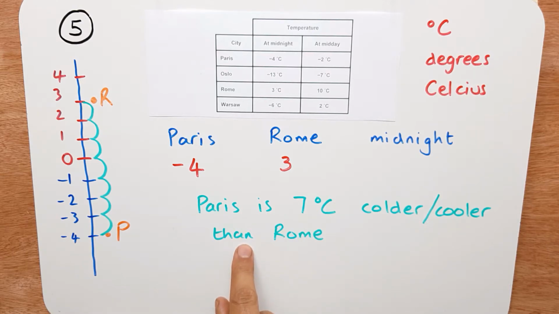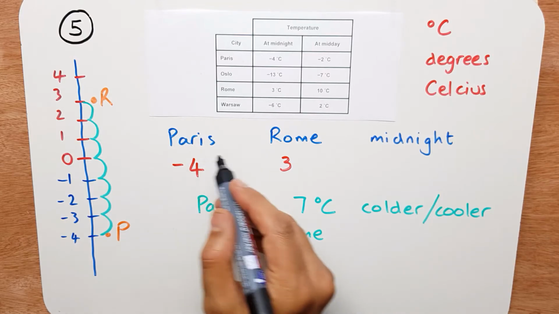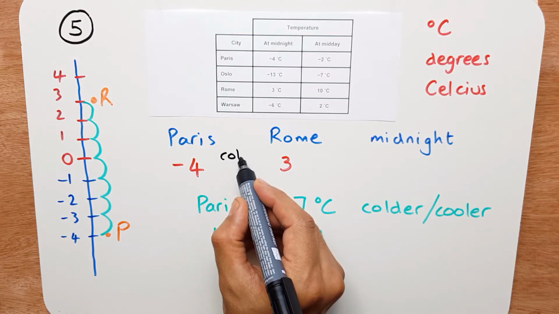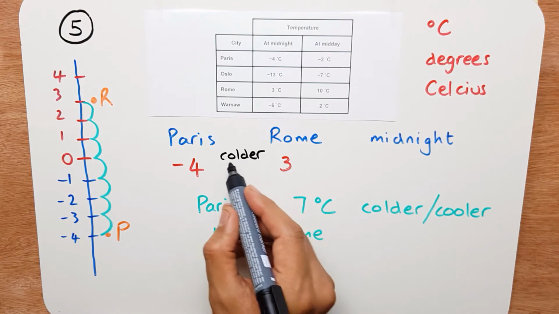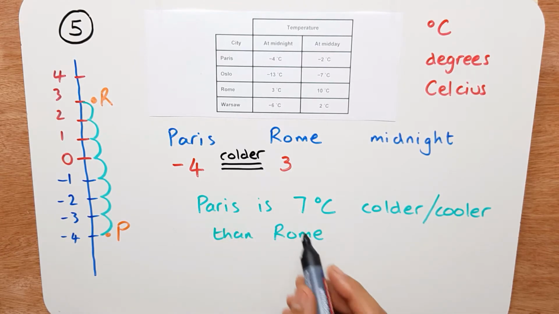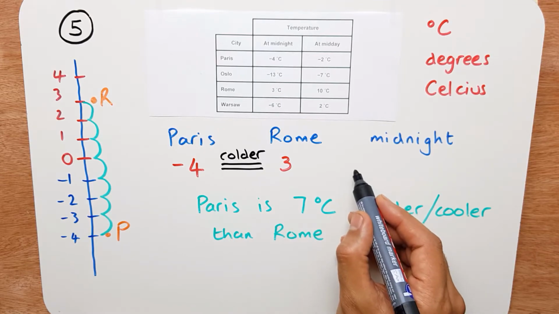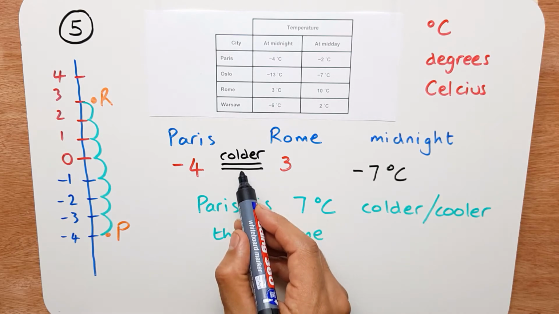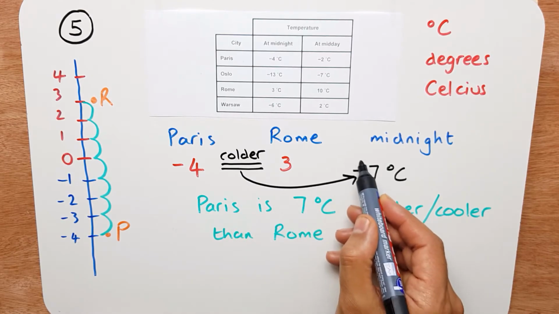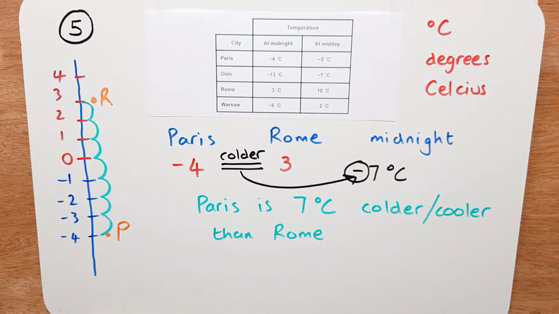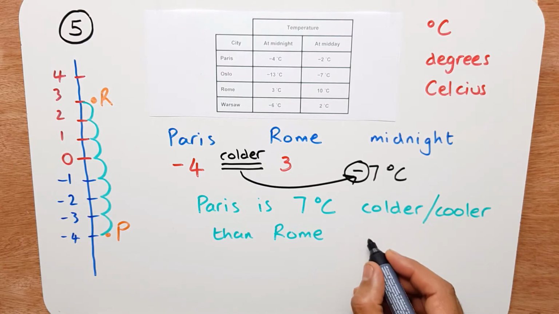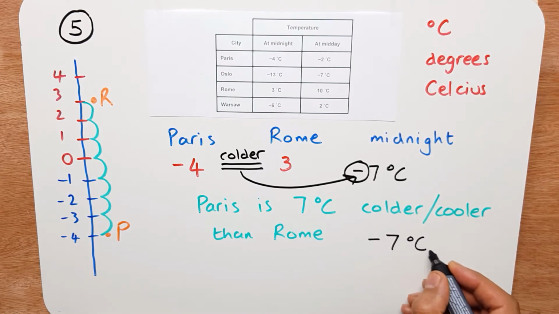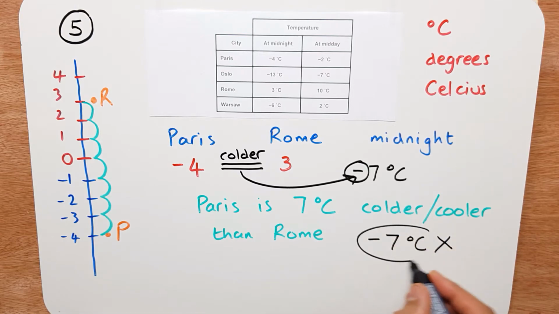I want to highlight one thing, because they've said how many degrees Celsius Paris is colder than Rome, and that's the key word. We don't put down here -7 degrees Celsius. Because of the word colder, we don't need to write this minus. So I just wanted to highlight that. Because if you put -7 degrees Celsius, that would be wrong. That answer would be wrong. So just bear that in mind when you're doing this question.